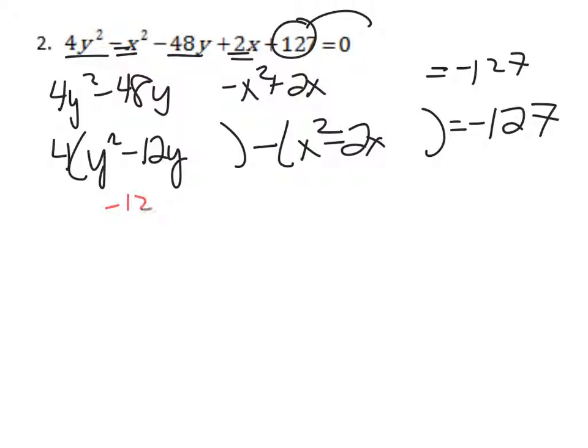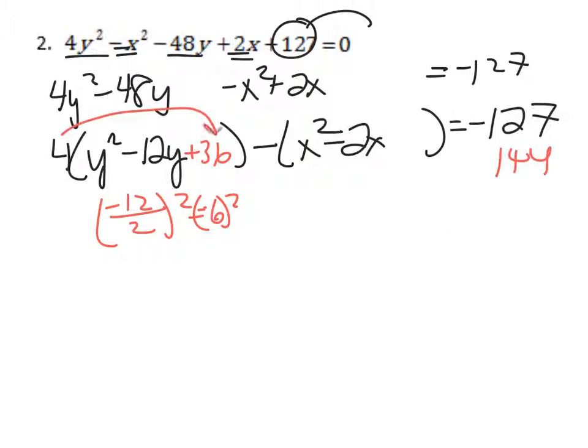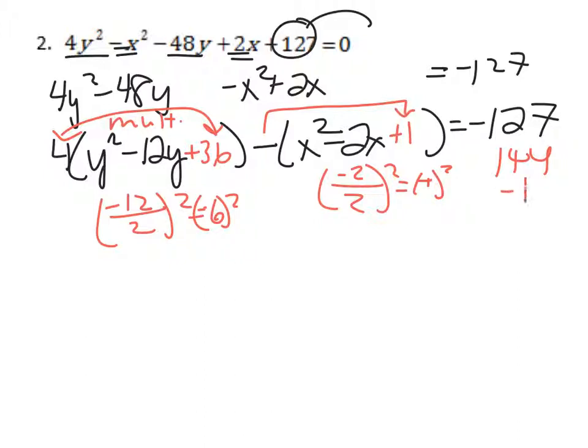Then you're going to take the -12, divide by 2, square it. Gives me -6 squared, which is 36. But what you need to add to the other side, remember, is the 4 times the 36, which is 144. You need to multiply these two together. That's a really bad multiply. Let's try writing that again. Multiply. And then -2 divided by 2 squared is 1, but I need to add -1 to this side.